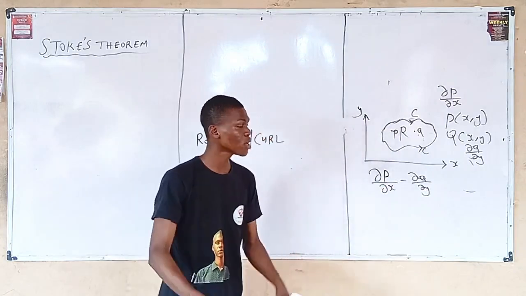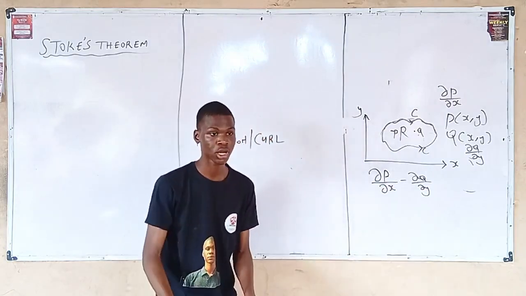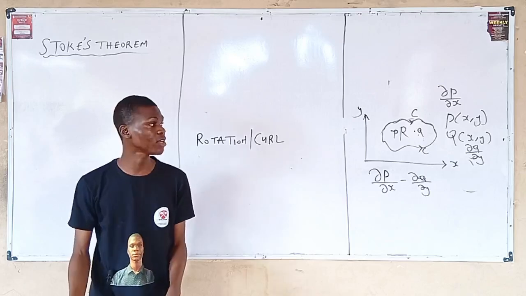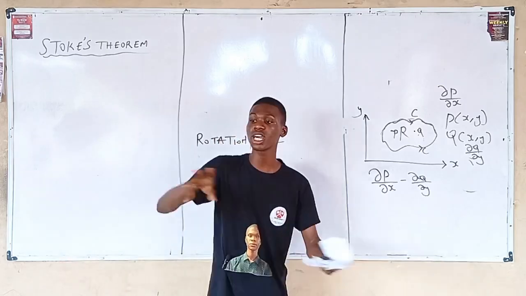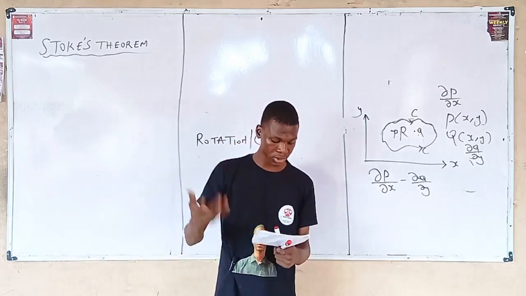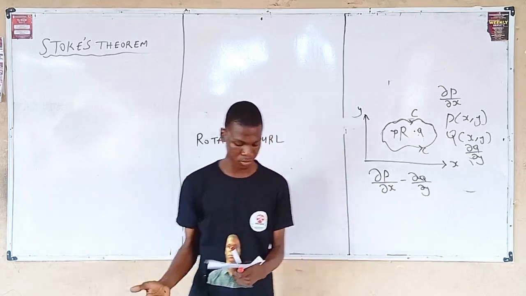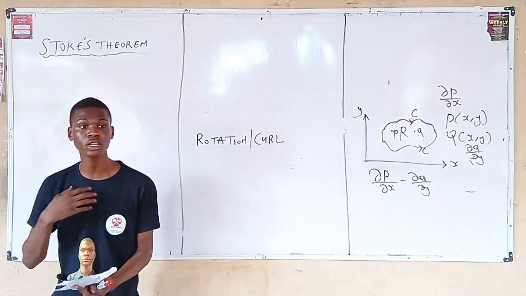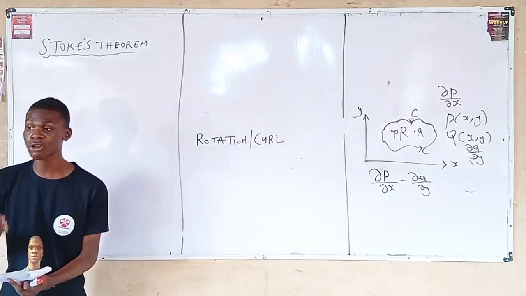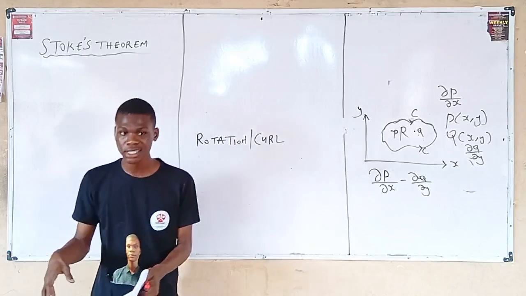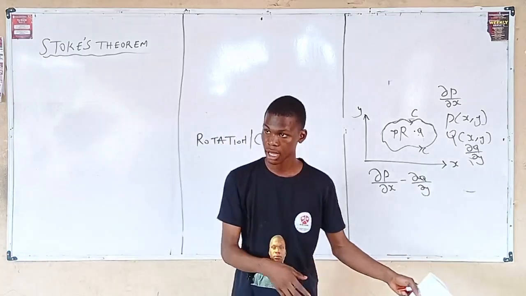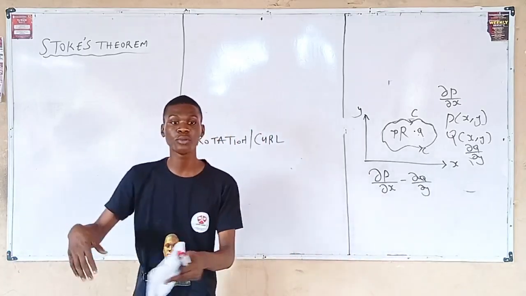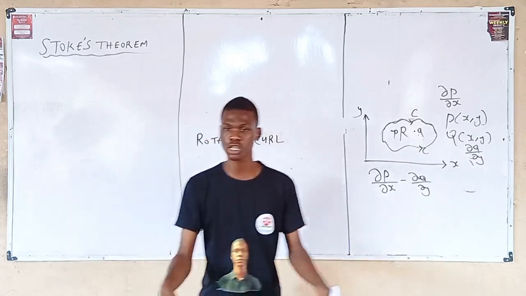Now, that same rotation or curl, we are now relating it to a surface integral bounded by C. You will understand what it means when we start solving. Now, practically, what I just want to do is give an analogy and relate it to the theory itself. Are you getting me? The analogy that I'll be giving, relate it to the theory itself.